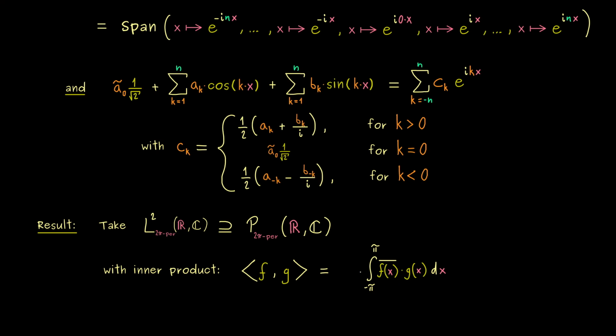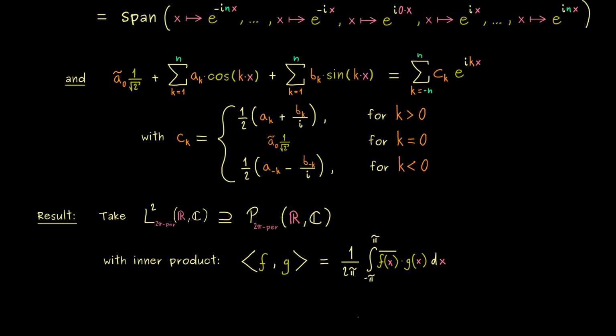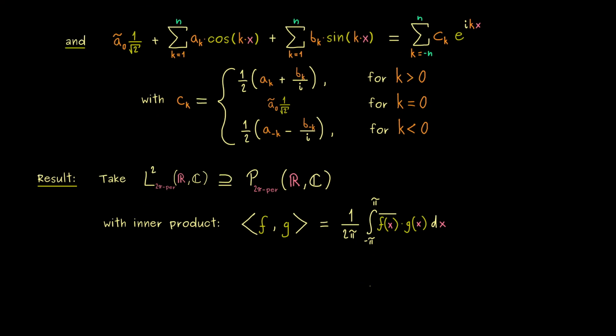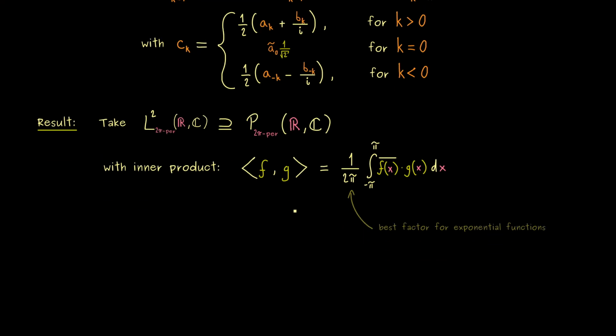And now you might remember that we tried different constants in front of the integral in order to get out the best ONB. And now it turns out that the factor 1 over 2π is perfect for our exponential functions. So you see, what we want to do is to divide by the period length. However, you already know this factor is not important for the orthogonality, it's just to normalize the vectors in our ONB.